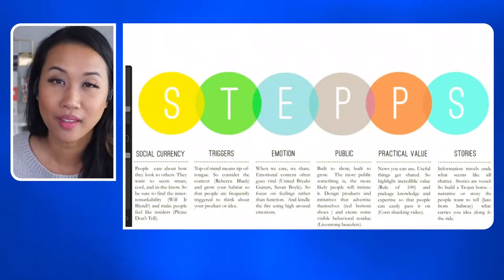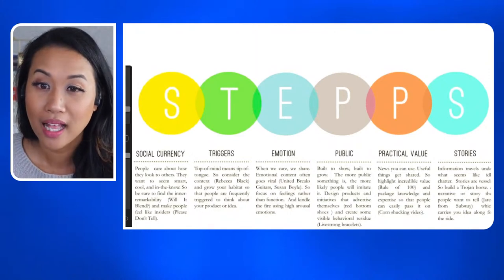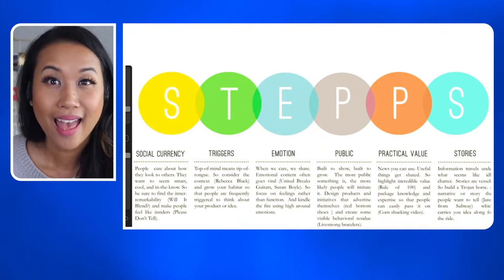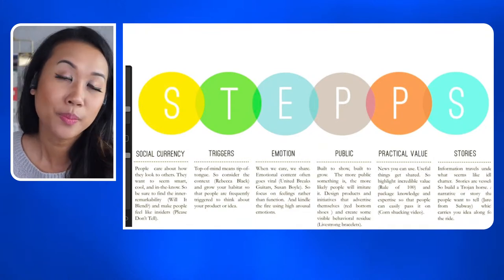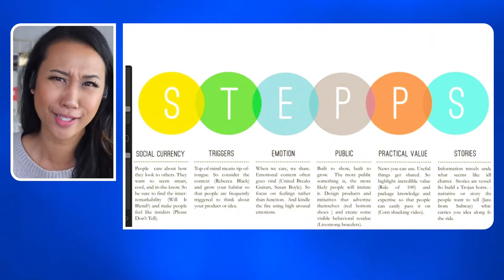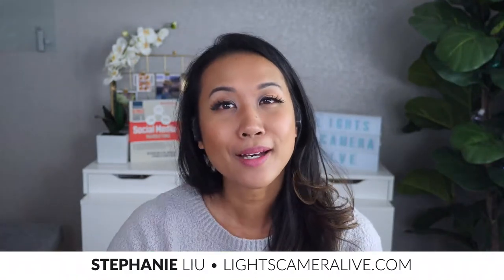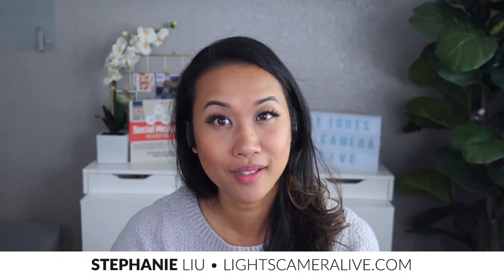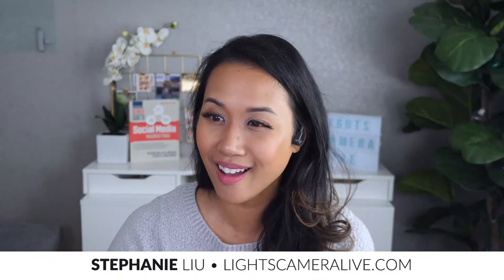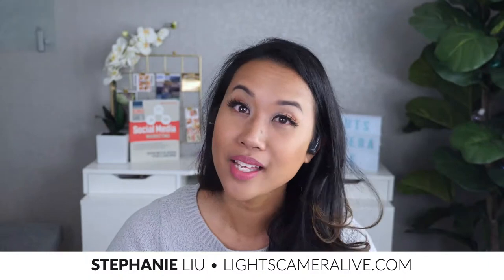So emotion, that's the letter E in the six steps. Next, let's talk about the next one. Public. And what that means is built to show, built to grow. The more public something is, the more likely people will imitate it. How many of you actually love the LSP countdown timers? I do, right? The first time I ever saw it, I was like, oh my gosh, stop it. I want that, right? And then soon after, how many people did we see making their own countdown timers? And that's because Loria and the entire crew has this amazing capability to inspire their audience, right? So built to show, built to grow, that's going to be public.